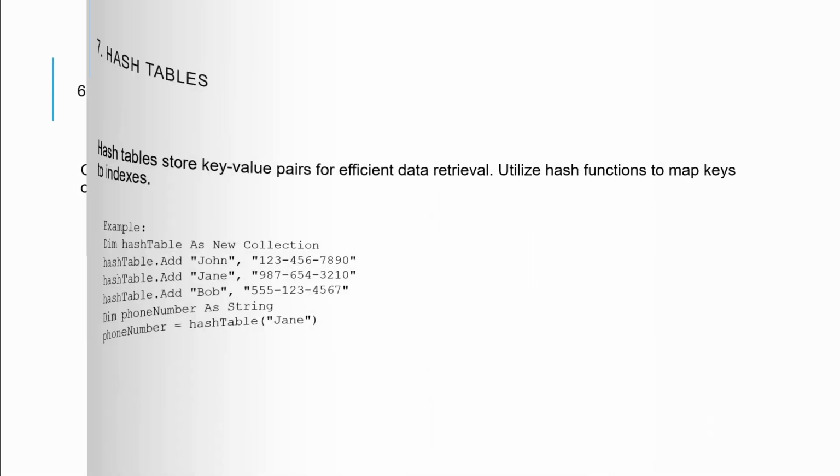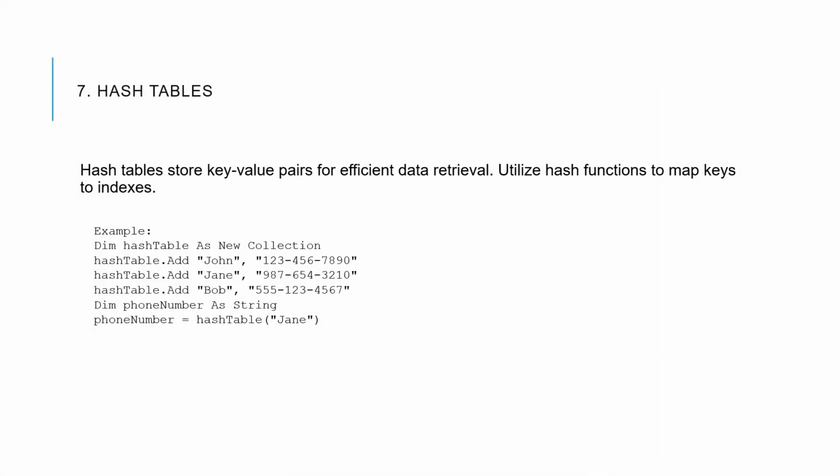Hash tables are like a fast lookup dictionary. They convert keys, like words, into specific addresses, making retrieval lightning fast. Think of it as finding a word's meaning by flipping to the right page in a dictionary instantly.